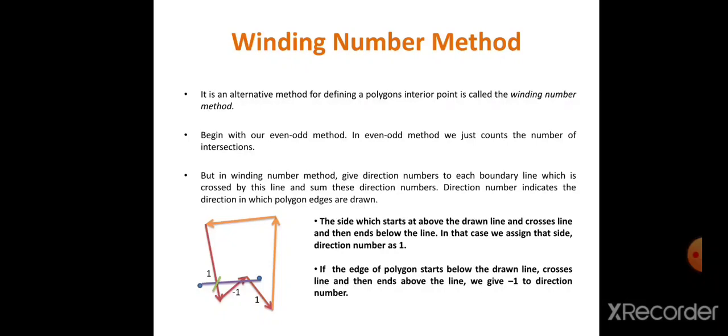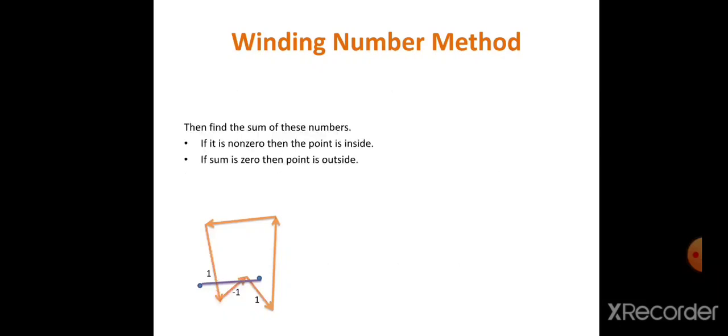Again, for the next line, it is starting from above the drawn line and it ends below, that is why I am considering it as a plus 1. And if the line is starting from below to above that drawn line, then it is considered as a minus 1. So, this thing we have to do. So, along with counting the number of intersections, we are also considering the direction. Again, at the end we are finding the sum of all the numbers.